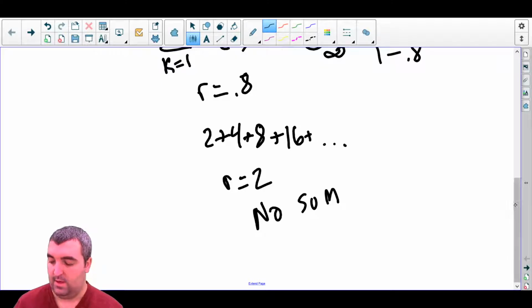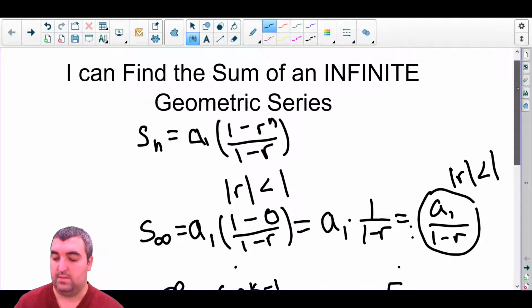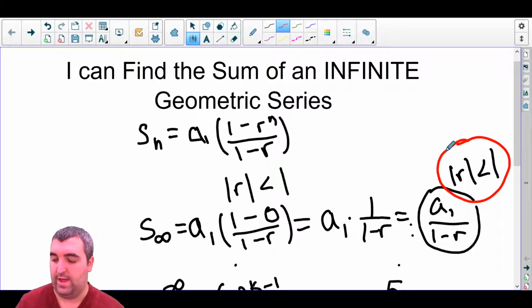So that is geometric series that are infinite. The big thing, remember, is that the absolute value of r has to be less than 1. If it's not, it's no sum, no work. If it is, though, you're using that formula.